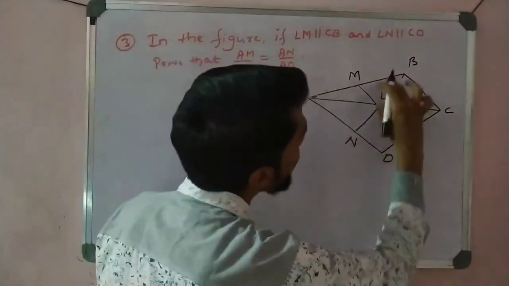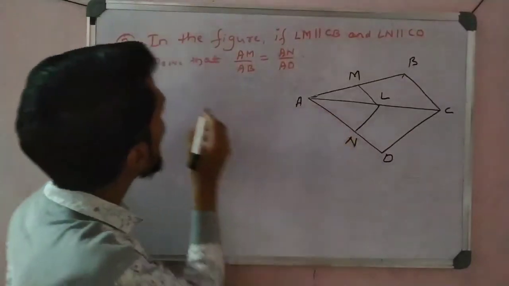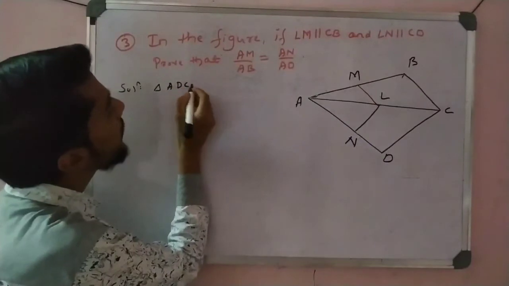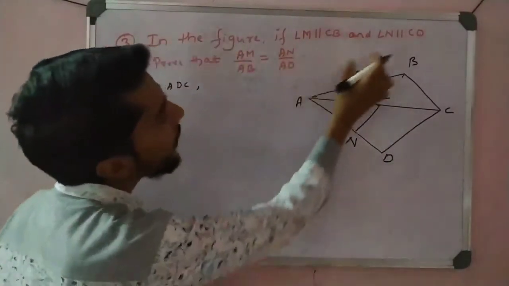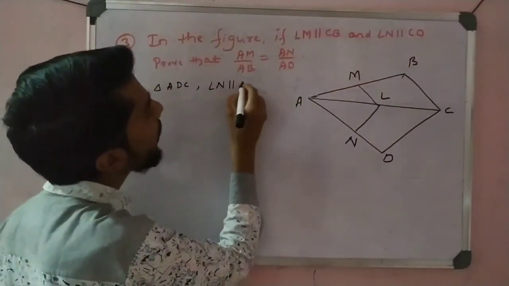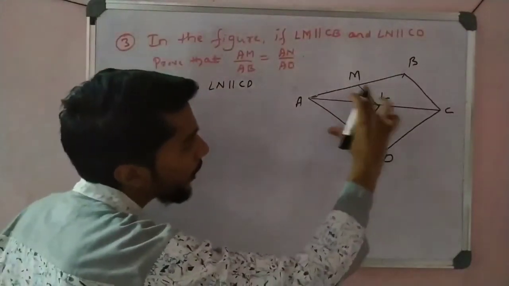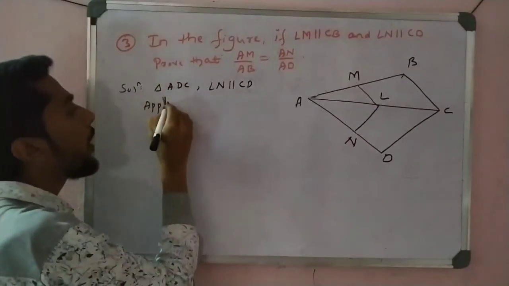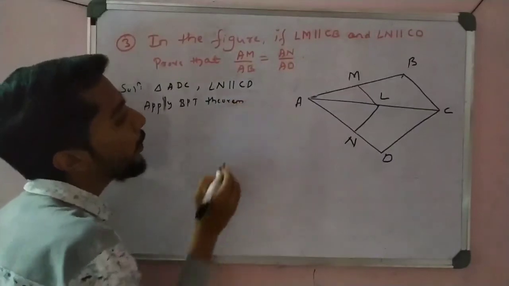Take first this triangle or this triangle, anyone. I can take any triangle, so I can write the solution. Take triangle ADC, in which LN is parallel to CD. If parallel, we apply the BPT theorem.